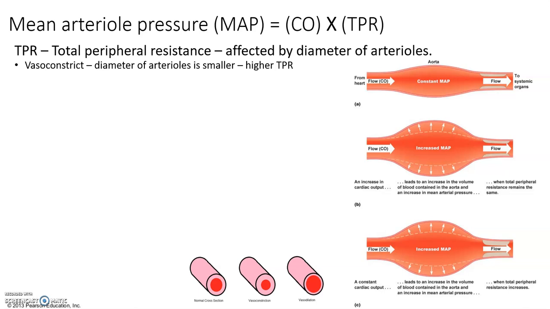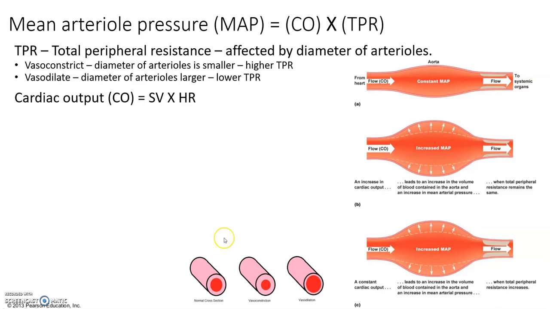And if the diameter of a vessel gets smaller, then the pressure on that vessel increases, as long as the amount of liquid volume inside hasn't changed. They can also vasodilate, where the diameter would get larger, and that decreases total peripheral resistance, or the amount of resistance on the system by the arterioles.